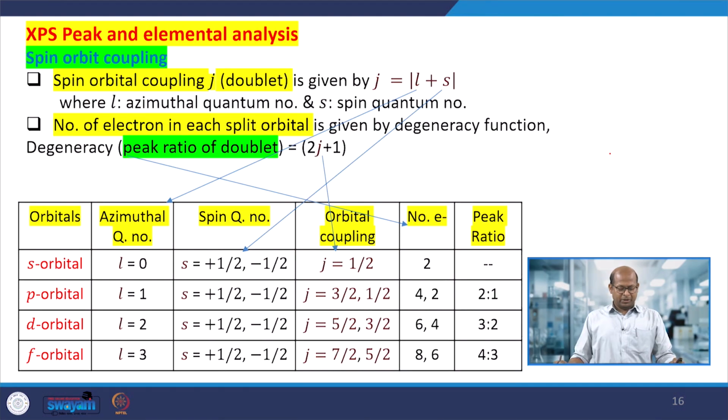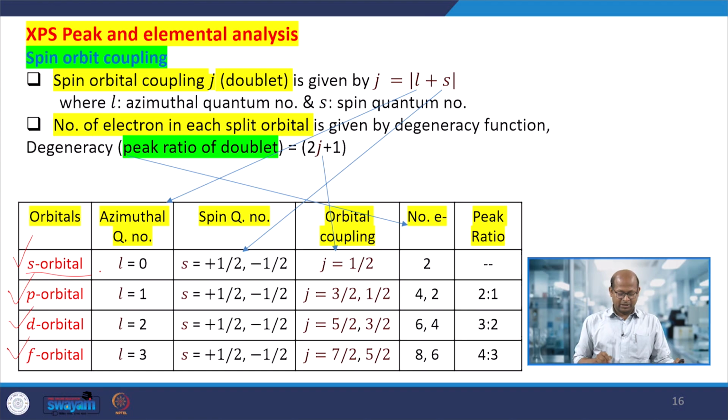So in XPS, spin orbit coupling is very important. In spin orbit coupling, let's say s orbitals, p orbitals, d orbitals or f orbitals, depending upon the elements or metals present in the material, there is splitting of that particular orbital.